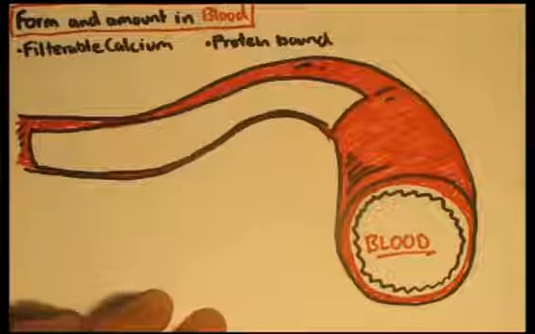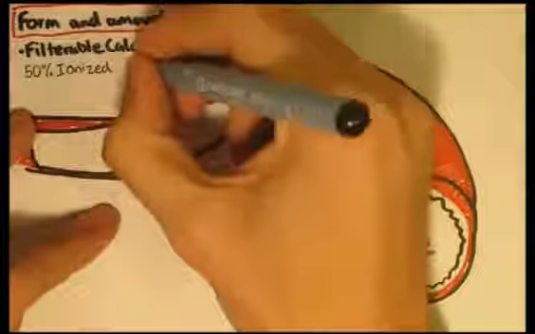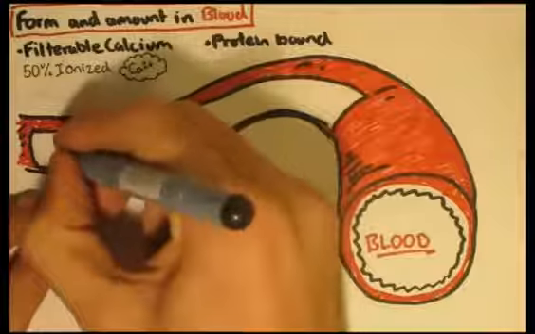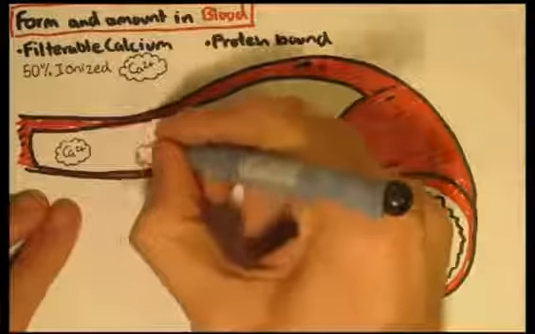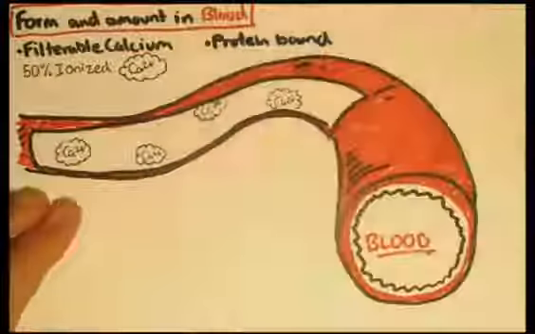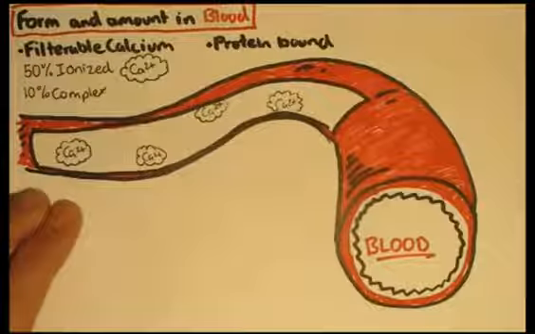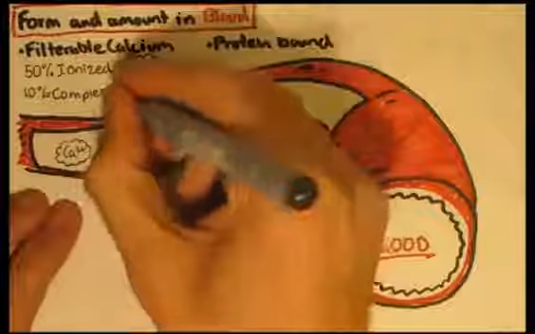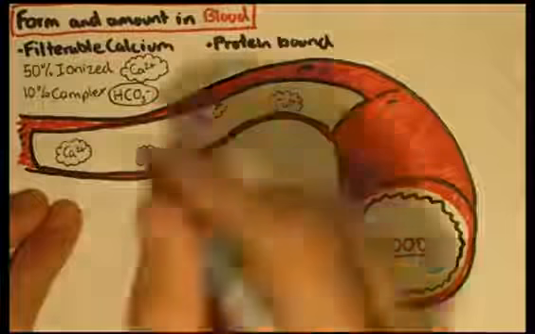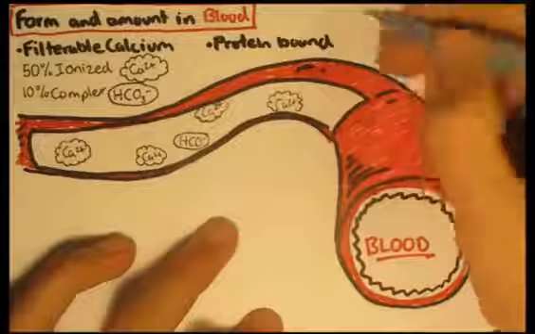So now, filtrable calcium has two other types. About 50% of the total calcium found in the body is known as ionized calcium. And this is the physiologically active form of calcium. This is the one you see in nerve conductions and calcium channels of the cell membrane. It is depicted as Ca2+. Now, 10% of the total calcium is known as complex calcium and is usually bound to an anion, bicarbonate, which is HCO3 minus. And it's a major anion calcium binds to.